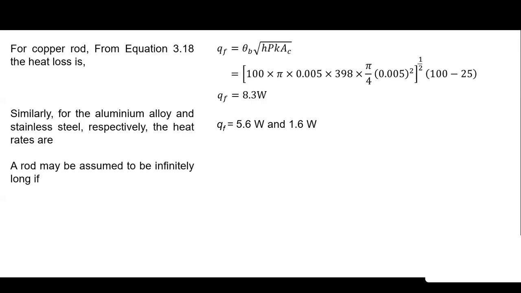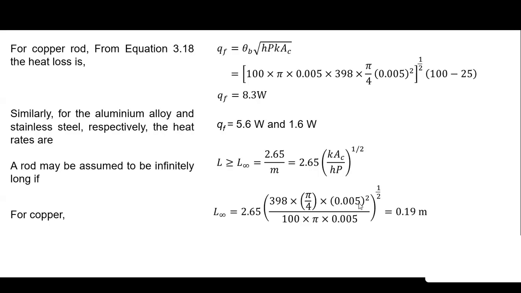A rod may be assumed to be infinitely long if the condition mL is equal to 2.65, that is L is greater than 2.65 divided by m. So if we calculate it for copper, you get this length equal to 0.19 meter. So if a copper rod is to be used, it can be called infinite if it has a length of 0.19 meter or more than this.